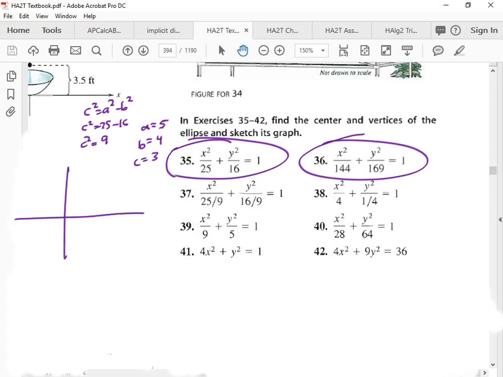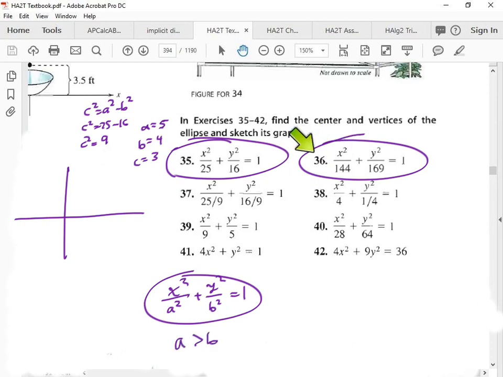Wait, how'd you get all the way? This might help some of you guys. Sorry, let me pause for a second. We have x squared over a squared plus y squared over b squared equals 1. This is the standard form for a horizontal ellipse. How do I know it's horizontal? Because the a is underneath the x. The a is almost like the determining part of the ellipse, and a is always greater than b.